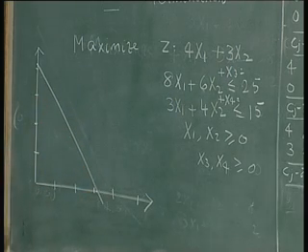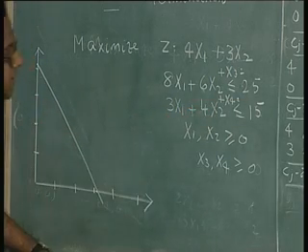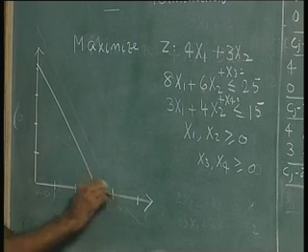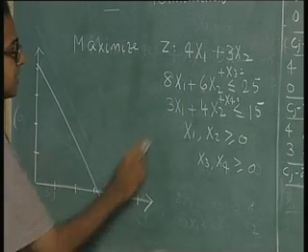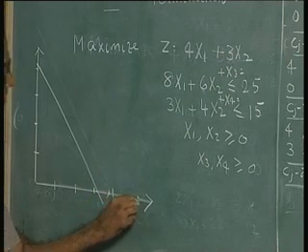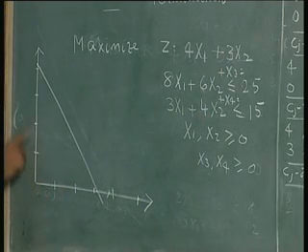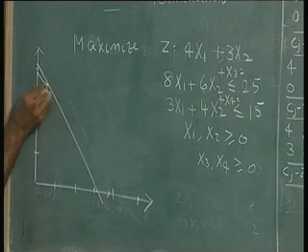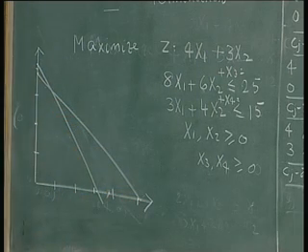3x1 plus 4x2 less than or equal to 15 would give us 15 by 4, which is slightly less than 4, so it will be somewhere here, and on the x axis it is 5, so this is the point, and here it is slightly less than 4, so that is your other point. So this is the feasible region corresponding to this problem.